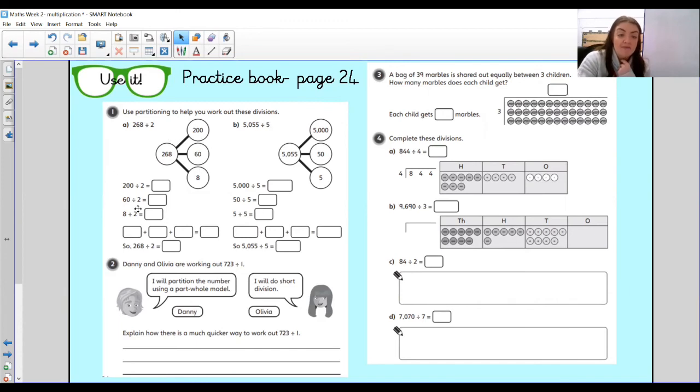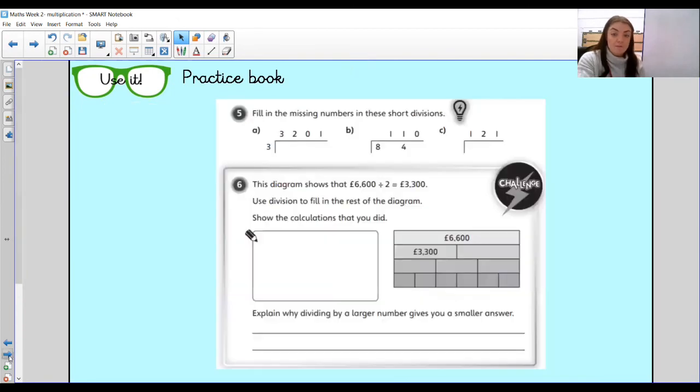So question 1, you're having a go at the partitioning method. So just like we've done. Question 2, you are explaining what the quickest way to work out 723 divided by 1 would be. So you can see Danny and Olivia's method. What is a much quicker way that they could do that? Question 3 is a little bit of a word problem, okay? And they've put all of the marbles, so you're going to be doing a little bit of grouping there to work it out. And then question 4 is using your short division, and they've done the place value grids for you. C and D, they're asking you to just do this method by yourself, so you can see how they're slowly removing those little bits of help that they're giving you.